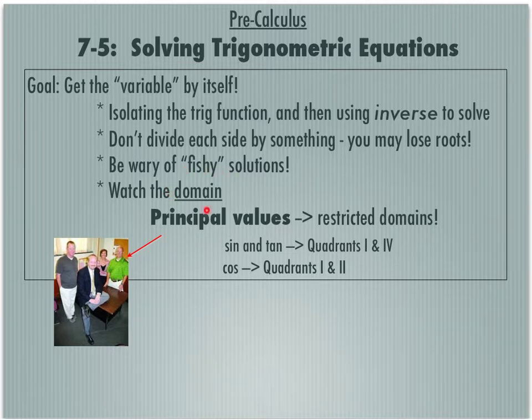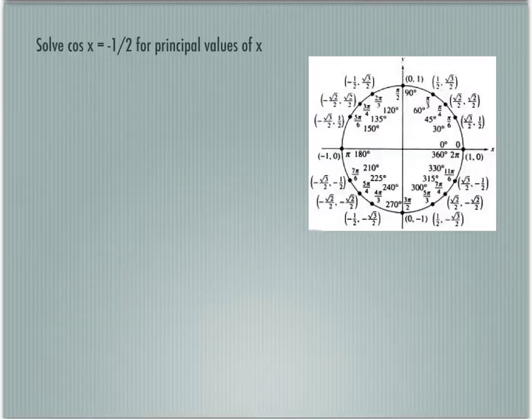And then probably the trickiest part is to watch the domain. They'll talk about principal values. Here's our principal right here. Principal values essentially just mean, in our case, restricted domains. So this is kind of like what we'd seen before in Chapter 6 when we used inverse functions. The principal values for sine and tangent have to be in quadrants 1 and 4, and for cosine in quadrants 1 and 2. One positive quadrant and one negative quadrant. So keep these things in mind, and let's just get to work and try here.